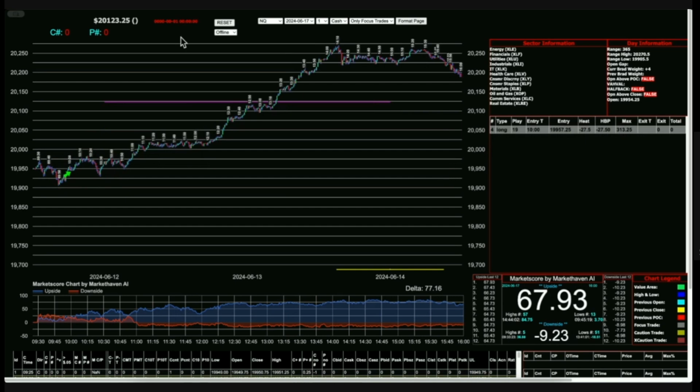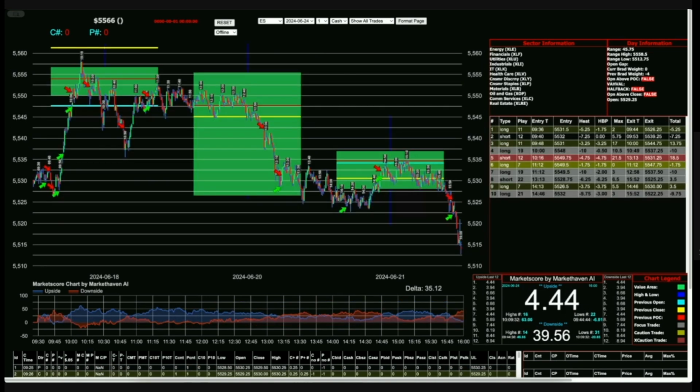Should I get out of the trade? How should I be executing and handling this? So there are a few different types of days. I'm going to go through some different types of days.